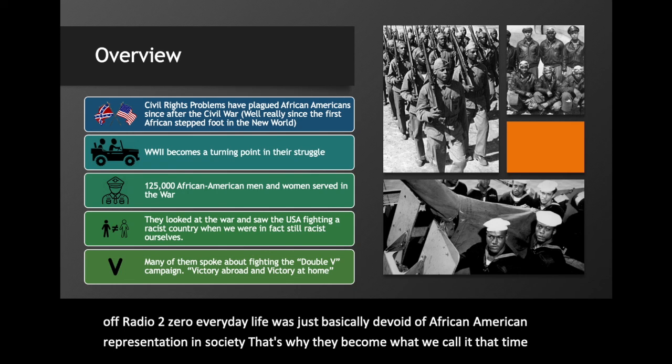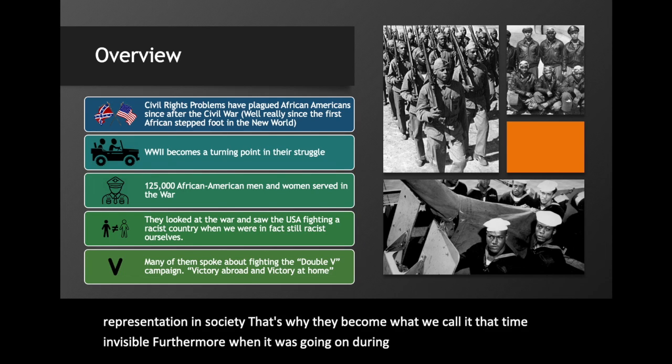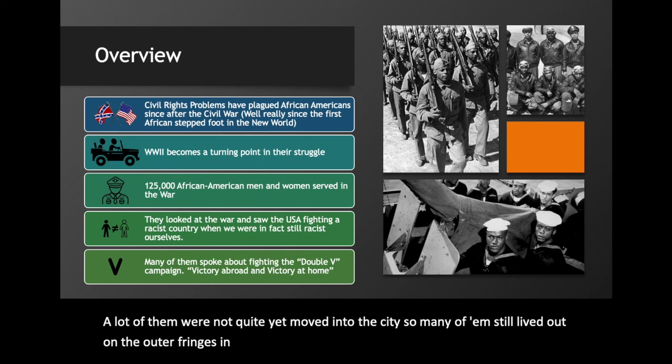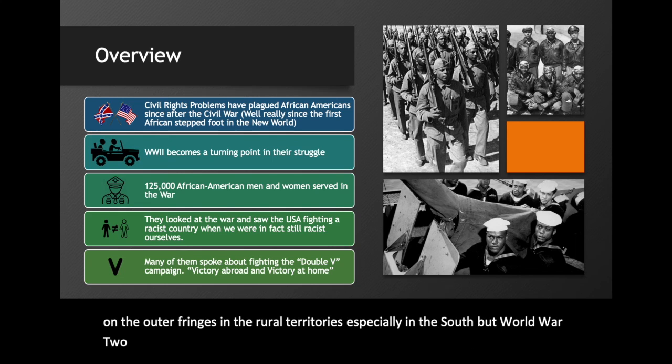Furthermore, during that time frame, a lot of them were not quite yet moved into the city, so many of them still lived out on the outer fringes in the rural territories, especially in the South. But World War II changes a lot of those things. So let's talk really quickly about World War II.